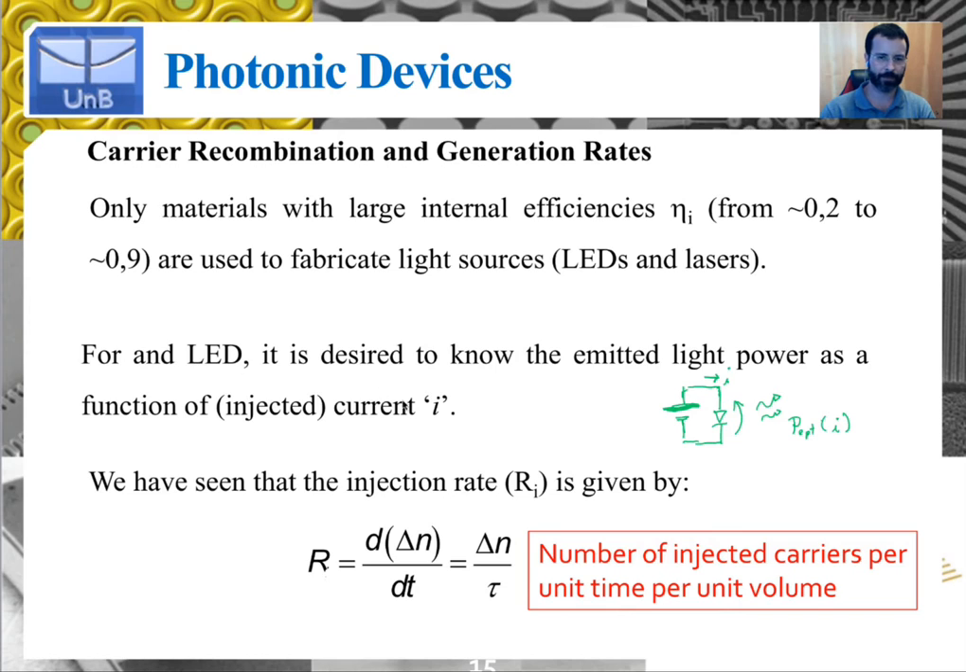So let's derive this. We have seen in the first part of this lecture that the injection rate, Ri, is the rate with which excess carriers, excess electrons and holes, are injected inside the active region, which is the depletion layer of the p-n junction. So it is the rate with respect to time with which these excess carriers delta n are injected.